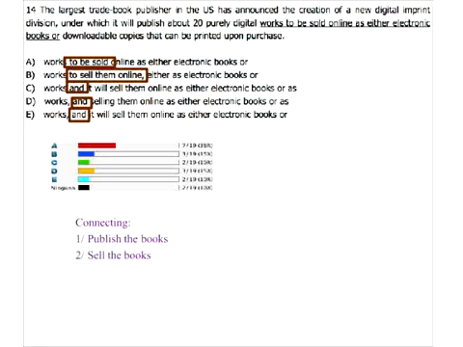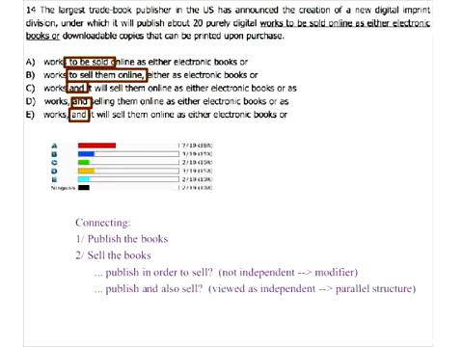So will it publish in order to sell? In other words, these are not independent. So you would want to use a modifier. Or are they going to publish and also sell? In other words, viewed as independent. So you would just not use a modifier and you would use a parallel structure. In this case, for once, this is honestly a good question. This is like, which one of these should we use? This is not obvious this time.